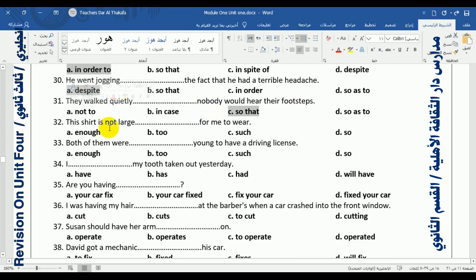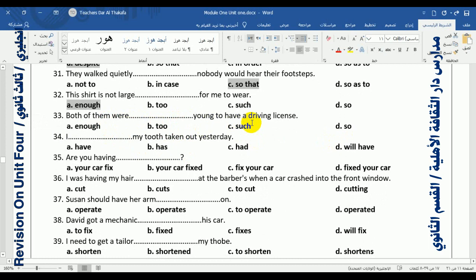This shirt is not large. جاي الصفة الأول هي. أقول enough ولا to، لأن such so لازم that. So your correct answer is: not large enough for me to wear. Both of them, كليهما, were enough ولا too young to have a driving license. Such أو so لازم that في الجملة فما تنفع. Yes, your correct answer is too.